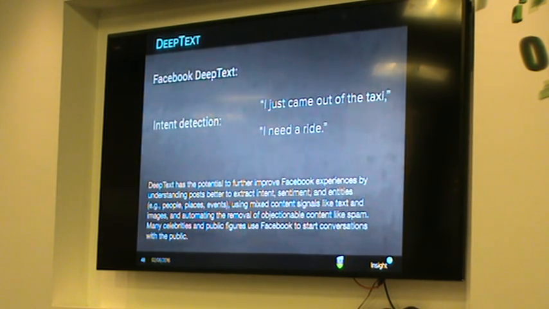And again, this is something that Facebook are doing. Facebook have just released, I think this was just yesterday or just today, Facebook DeepText. They want to do things like intent detection, based on people writing status updates. For example, if you say, "I just came out of the taxi," they should realize you don't actually need a taxi to be booked for you. Whereas if you say, "I need a ride," then maybe you do need a taxi, and so they can pop up a suggestion or a recommendation for a taxi service. And again, they've built a framework which you can use directly.